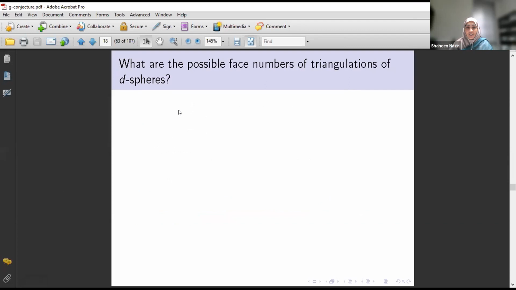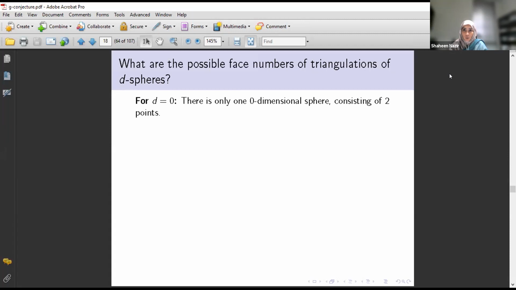So I will start with this question: what are possible face numbers? Face numbers means the possible numbers of faces of a triangulation of this sphere. As Imran has told you about the circle, let me start with d equal to zero. A sphere of dimension zero is just two points, so in that case we have only one zero-dimensional sphere, consisting of two points. The face numbers are very clear here.